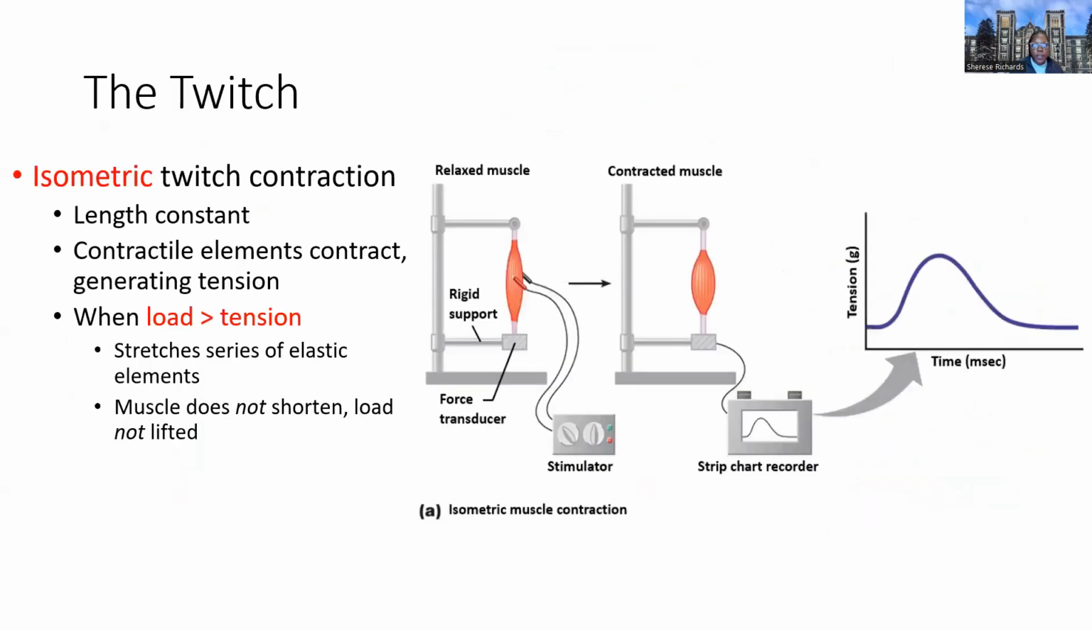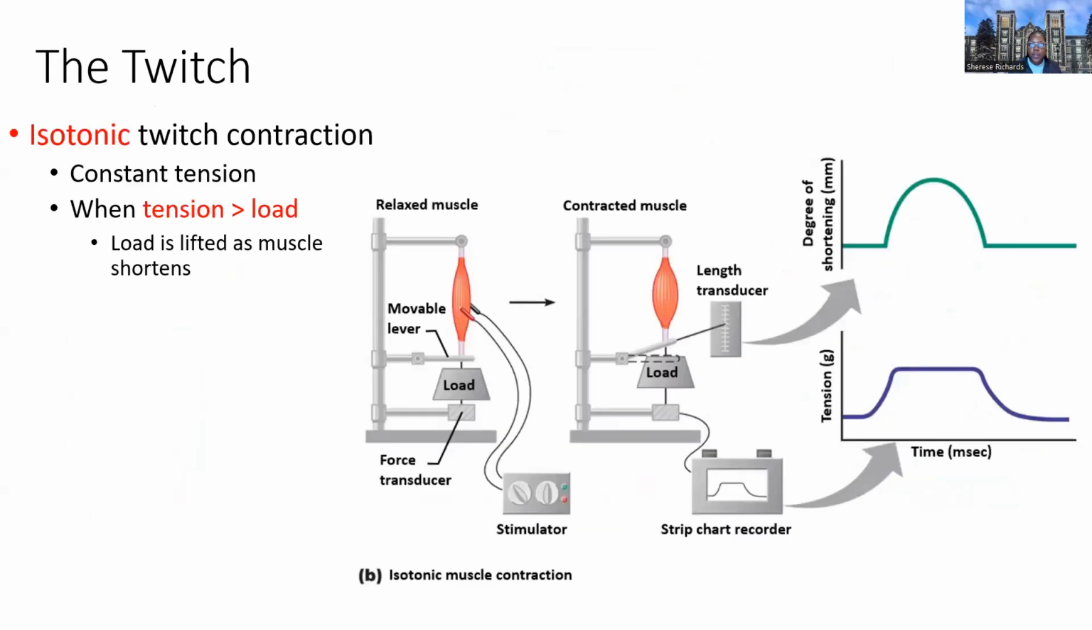Now, in terms of the types of twitches, also important to think about isometric, where the load is greater than the force released and the muscle length stays the same, versus isotonic when the load is less than the tension released from the muscle, and the muscle can actually lift the load in question, and so the force generation will level off when it is adequate to overcome the load. So here, the tension is the same. In isometric, the length is the same because we cannot actually overcome the load. So these two types of contractions are important as well.